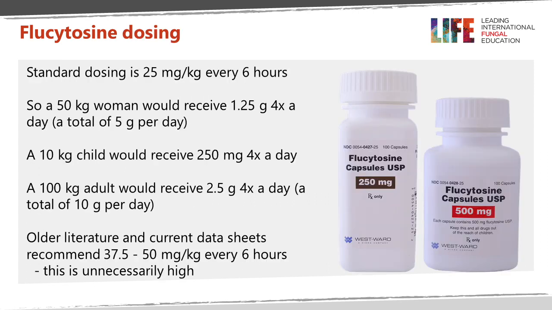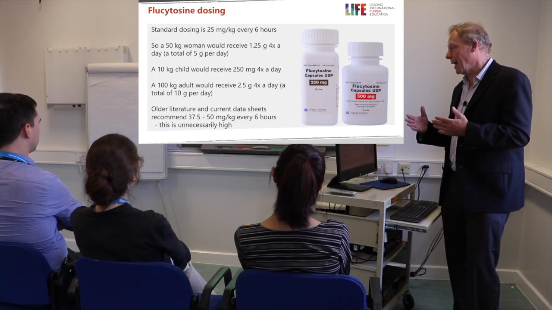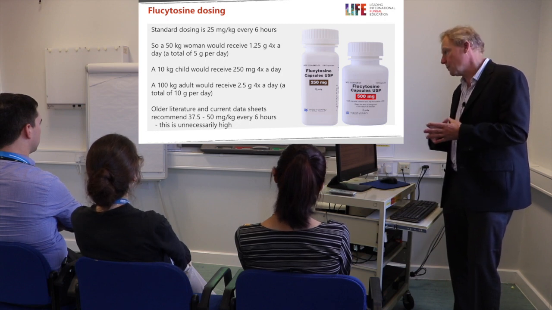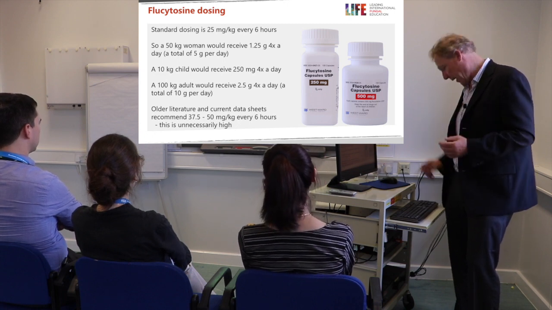So the standard dose of flucytosine is 25 milligrams per kilogram every 6 hours. So for a 50 kilogram woman, you typically administer 1.25 grams 4 times a day, or a total of 5 grams a day. If you had a 10 kilogram child, they'd end up with 250 milligrams 4 times a day, and a large adult, 100 kilograms, would receive 2.5 grams 4 times a day, a total of 10 grams a day. So the older literature and current data sheets recommend a higher dose than that, at 37.5 or 50 milligrams per kilogram every 6 hours. But that's really unnecessarily high, and it doesn't need to be given at a higher dose.